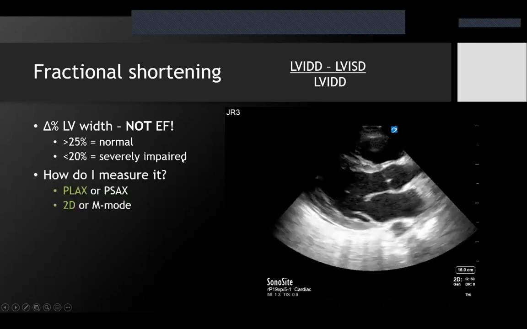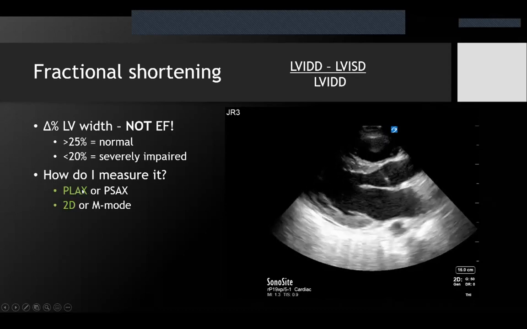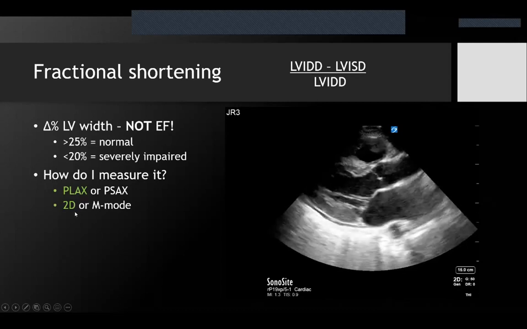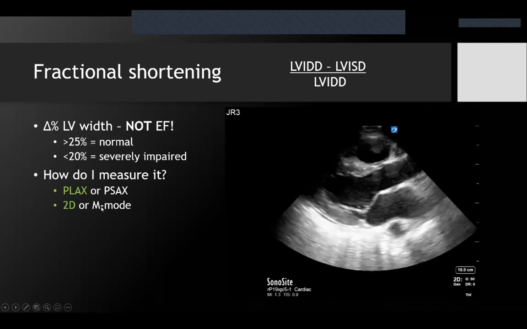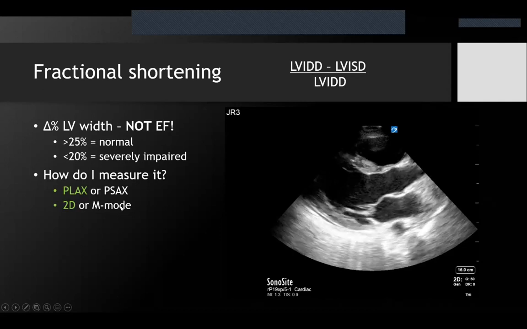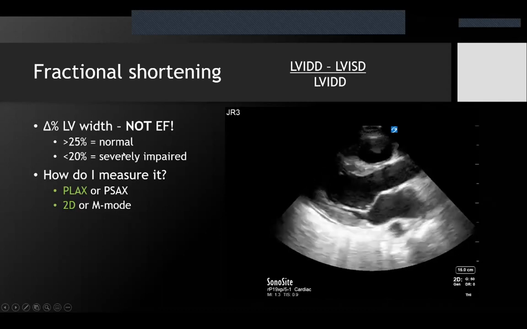So how do you do it appropriately? You can actually do this in two ways. You could do it on the parasternal long axis view or the parasternal short. So two different views, and I'll show you both. And you could also do it in two dimensions, or you could do it using M mode. And I'm going to use this opportunity to highlight a major limitation of M mode across all uses of echocardiography.